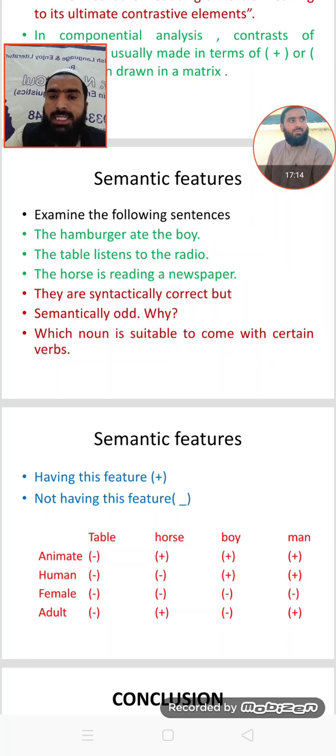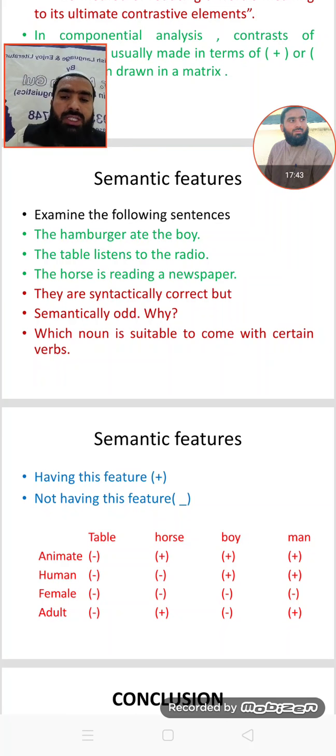So the verb listen requires something which has the ability of listening. Horse, again, reading is there, the verb reading is there. So the verb read requires an entity having the ability to read something. So how will a table be listening and the horse be reading?